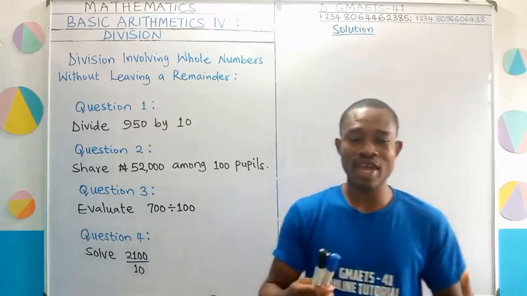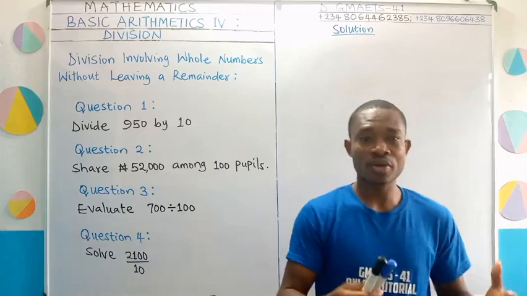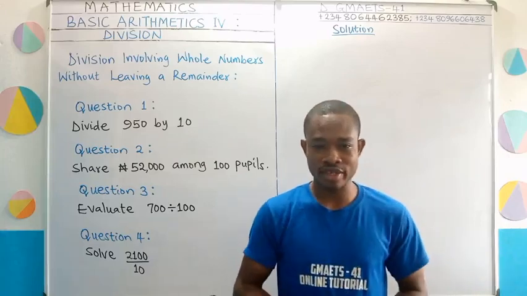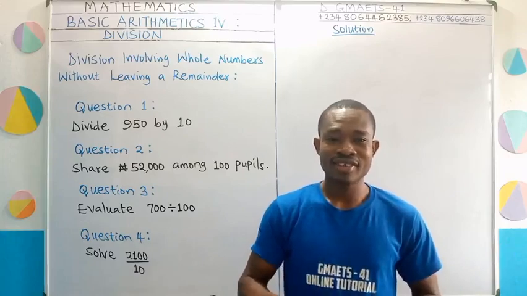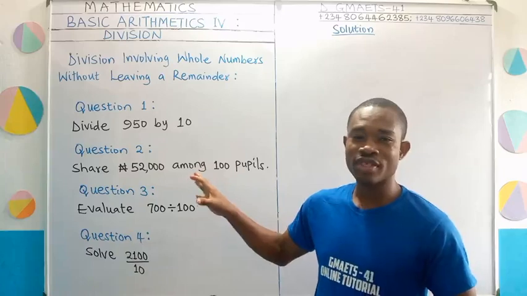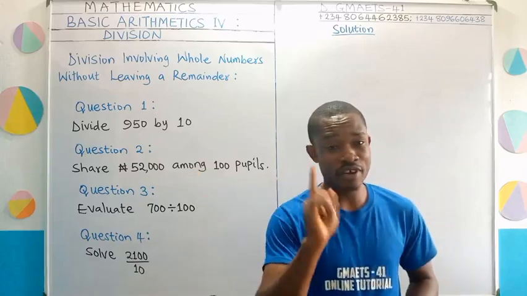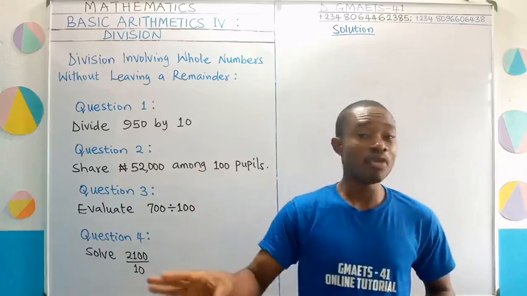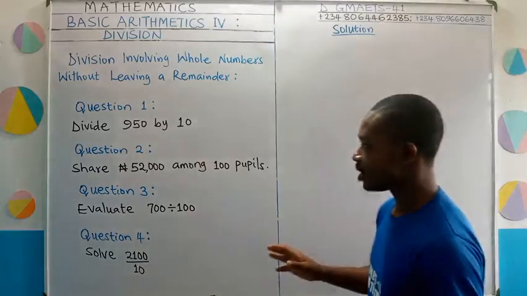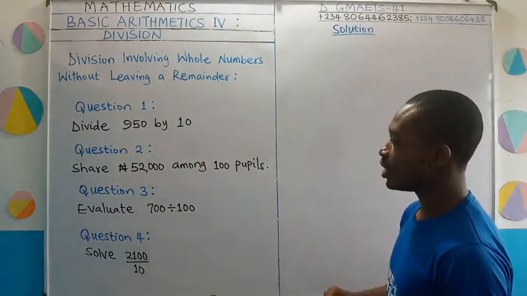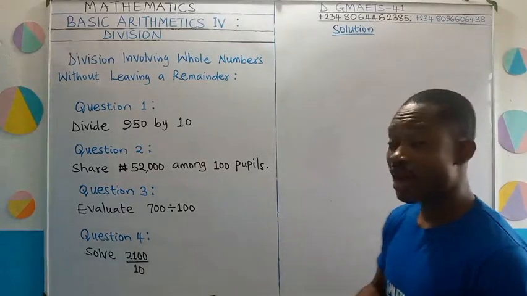And the numbers end with 0. Maybe their last digit, are you following, is 0. How are you expected to do such division? That is the main reason for these questions I have on the board. So I'll be very fast in solving them so that we can move on to other important questions on division, right? So we have question 1, divide 950 by 10.